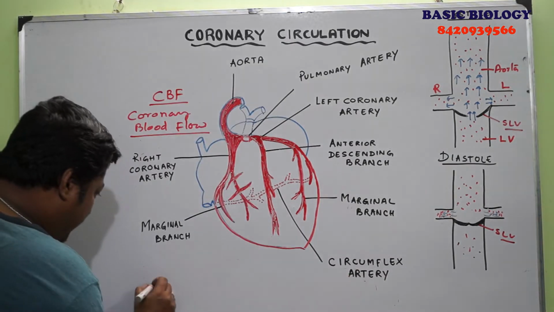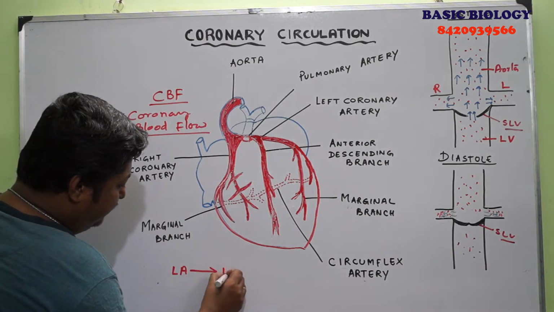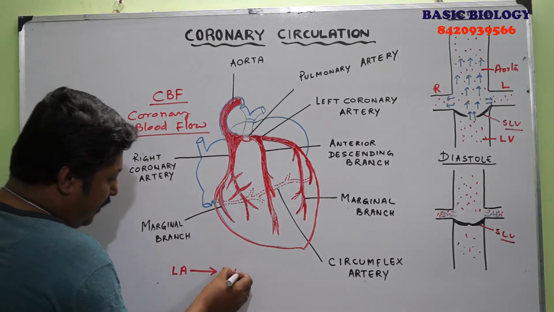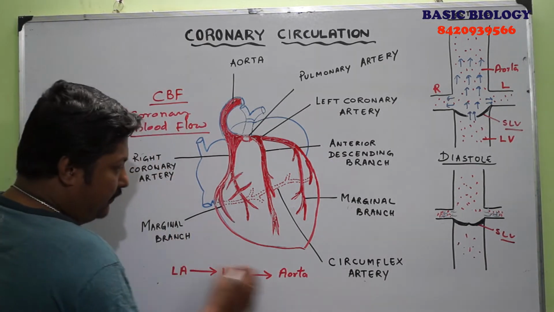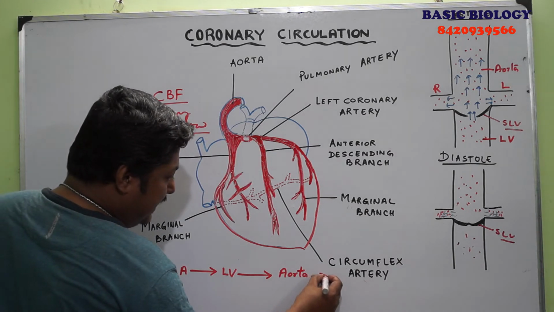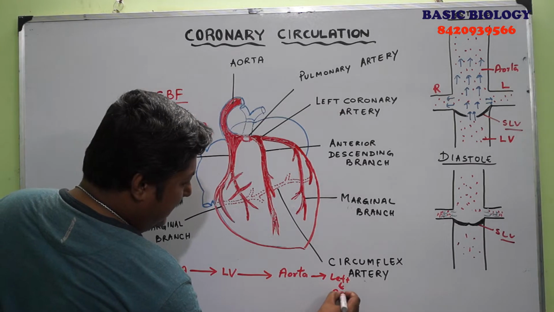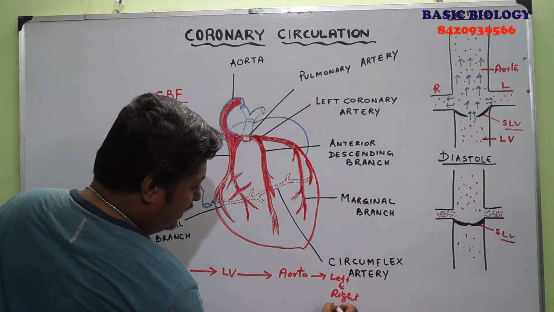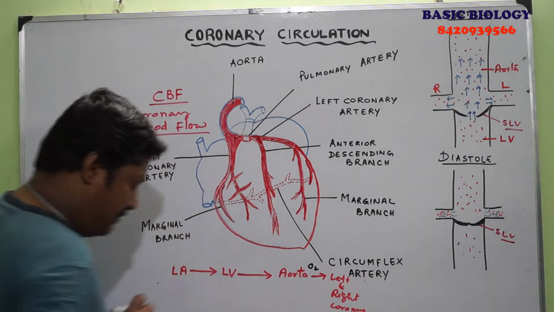Blood from the left auricle enters into the left ventricle. From the left ventricle, it enters into the aorta. From the aorta, it enters into the left and right coronary arteries. It is the oxygenated blood, O2-genated blood.